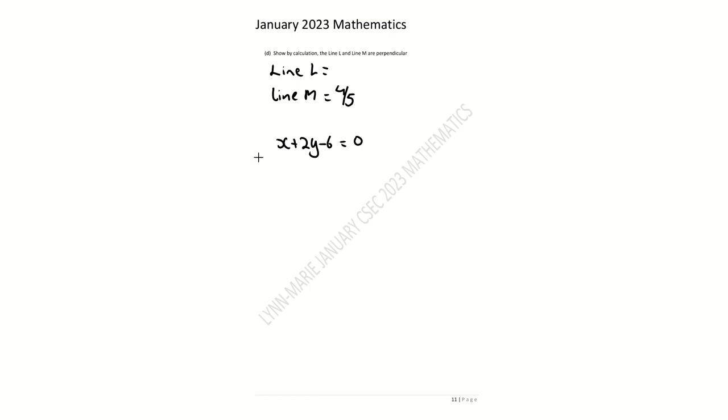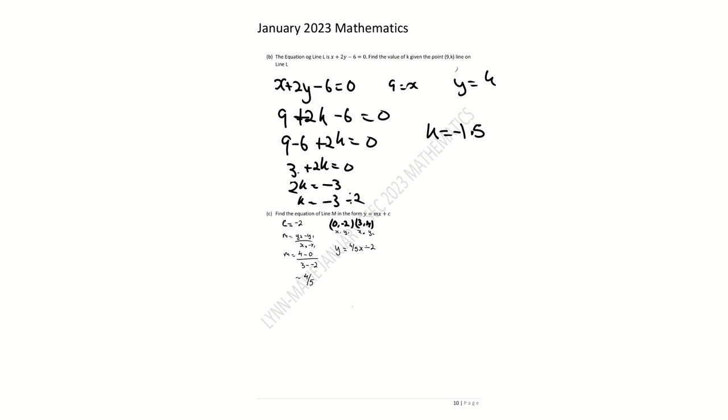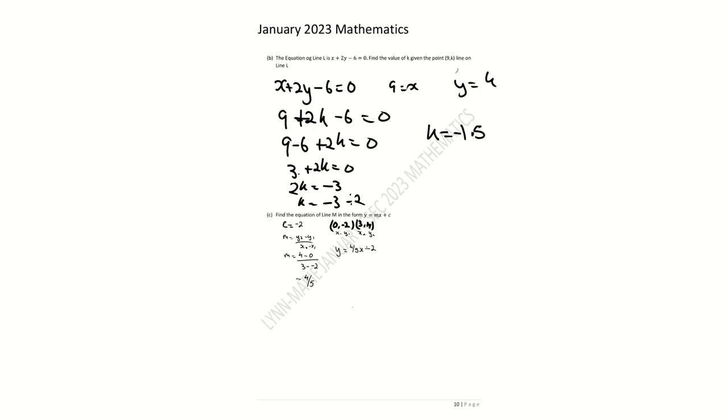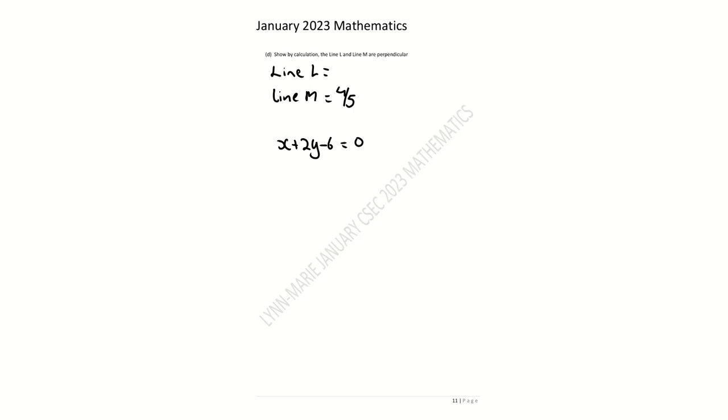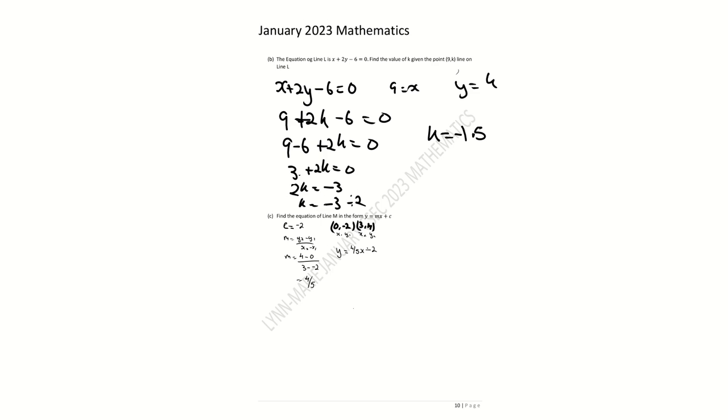If I put it in the format y equals mx plus c, I'm going to make y the subject, so I carry across my subtraction, so that's x plus 2y is equal to positive 6. Then I carry across my add 6, so that's 2y is equal to 6 minus x. Is it minus 6?